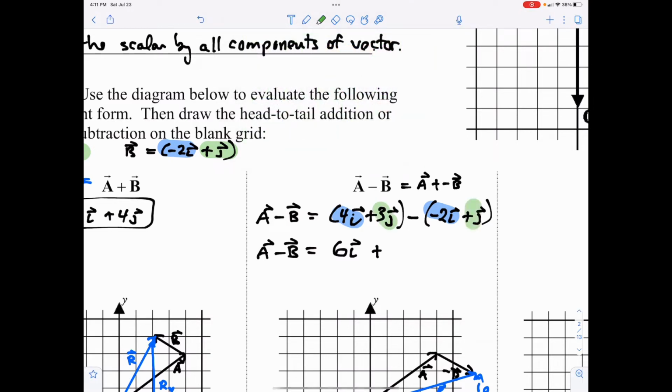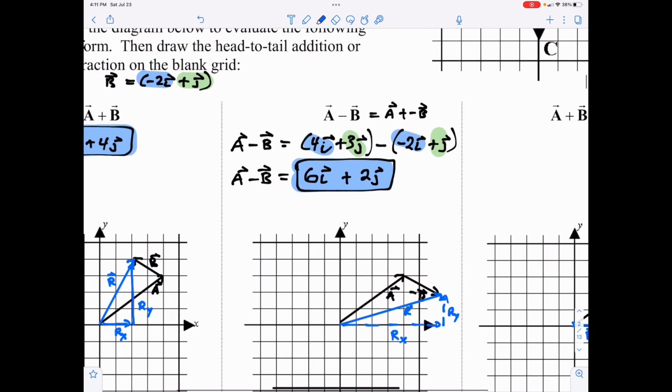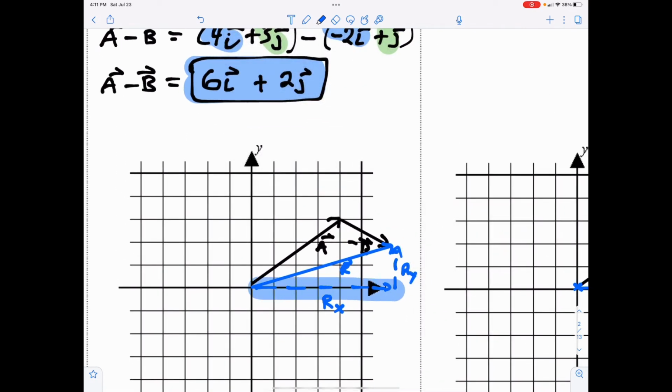And 3 minus the 1 would be 2 in the y direction. So 6i plus 2j. And you can see that matches the picture we had before, 6 in the x direction, 2 in the y direction.